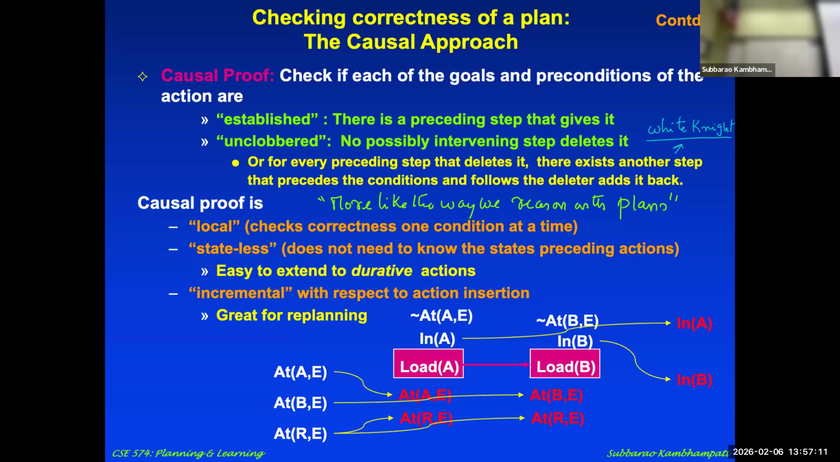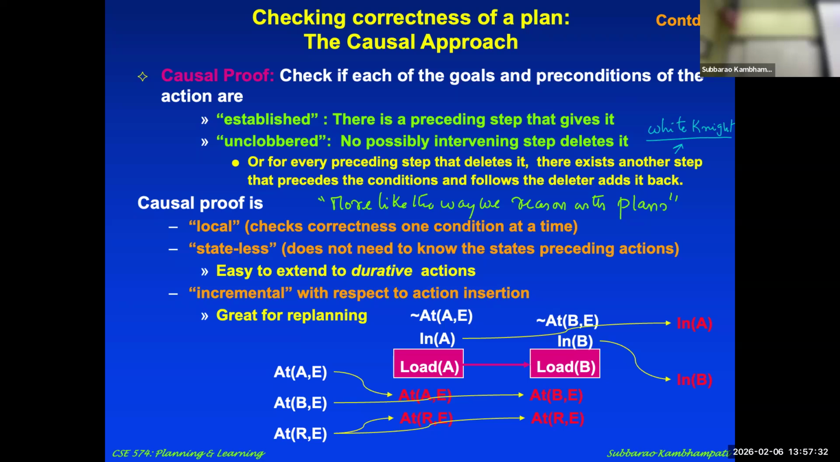If it is simple establishment, in essence, that guy is there for some reason already. Could have been the initial state, in which case you don't even care, or could have been one of the steps that already existed in the plan. And so you don't need to do any extra work. Because that step is there, you're going to work on these preconditions. Do you understand what I'm saying?